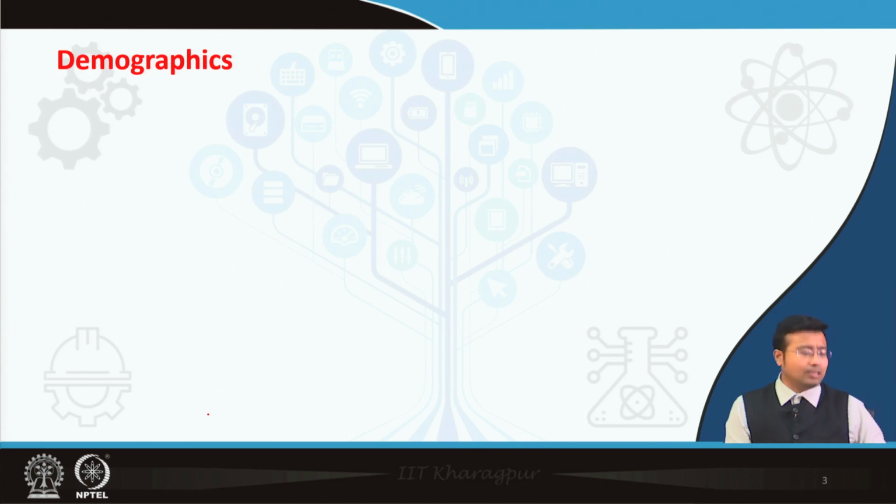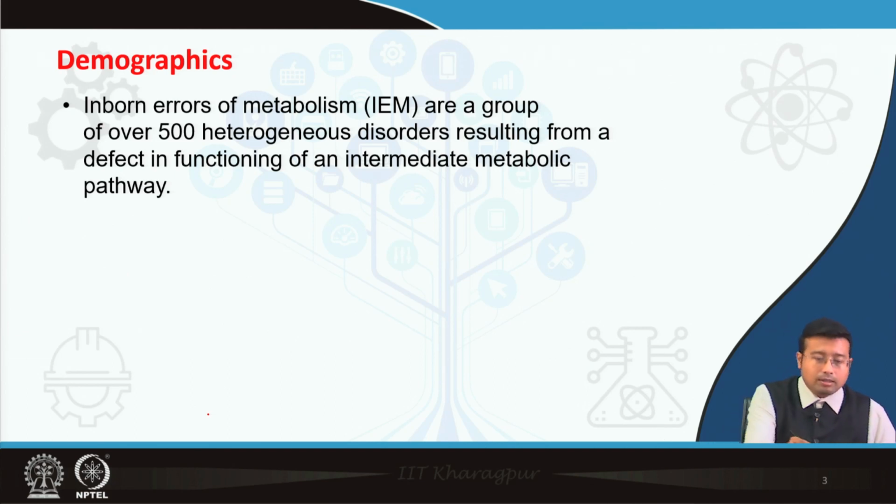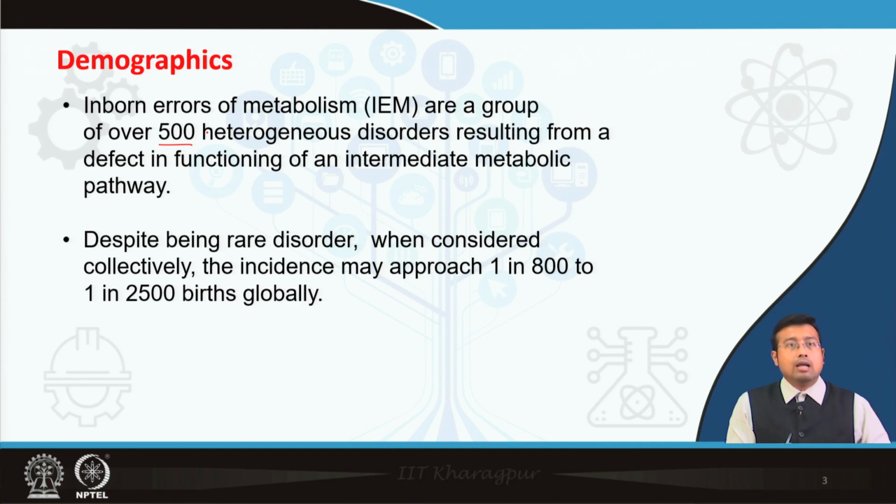So, to start with the demographics, why are we so concerned? First of all, due to the sheer number. The number of inborn error of metabolism disorders that are possible is increasing as medical science advances and more diseases are discovered every year, if not every month and every week. There are more than 500 such diseases that exist due to a defect in an intermediate metabolic pathway. Somewhere, due to some defect, a disease is formed, and there are more than 500 varieties of them. And to be honest, those are not very common.